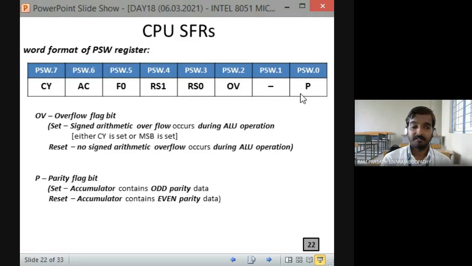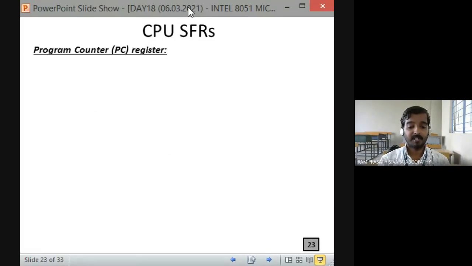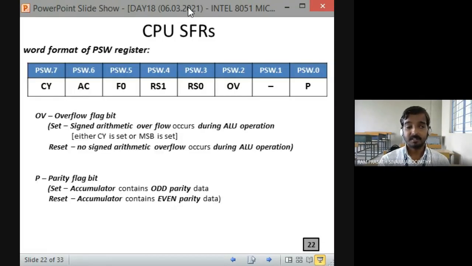If it is odd parity data, whenever the accumulator content changes with odd parity data, this will get set. Whenever the accumulator content changes with even parity data, this will get reset. That's all. That's all about the PSW register. Is it clear up to this?